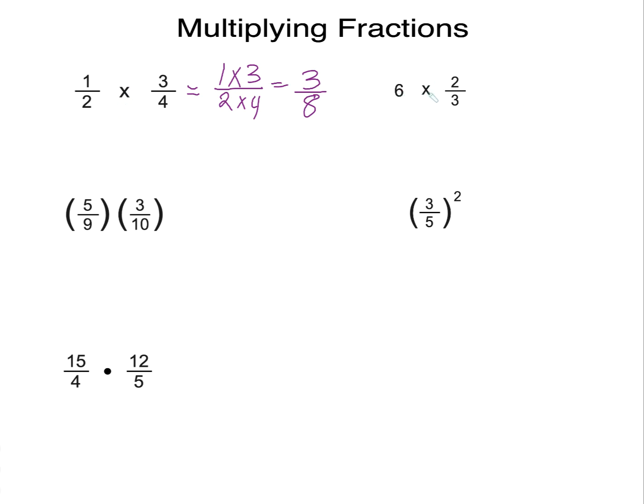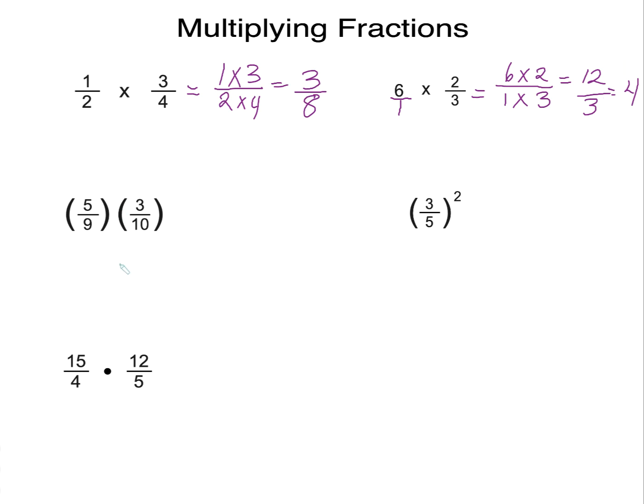Here I have 6 times 2 over 3. Anytime you have a whole number, make it a fraction. To do that, you place it over 1. Again, we multiply straight across. 6 times 2 gives us 12. 1 times 3 is 3. I'll be honest, sometimes your answer can be divided evenly. 12 divided by 3 is 4. So I know that 3 can divide 12 evenly, and your answer is just 4.